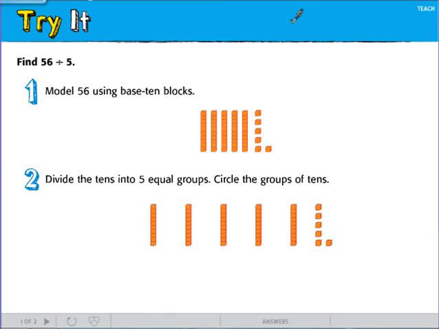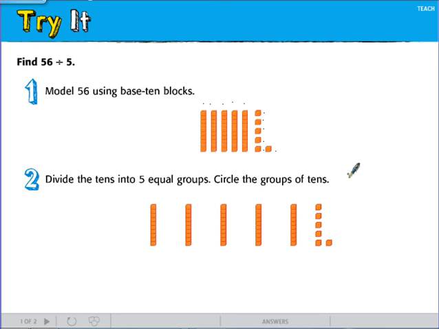Okay, so we're going to do one more together before I let you guys loose. We're going to do 56 divided by 5. So the first thing we're going to do is model 56 using base 10 blocks. So how many 10s do I need? 5. So you can see 1, 2, 3, 4, 5 10s. Then how many 1s? 1, 2, 3, 4, 5, 6. Very good. All right. So now we have to divide the 10s into 5 equal groups. Circle the groups of 10.